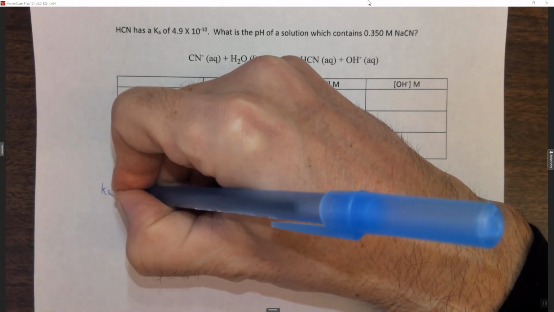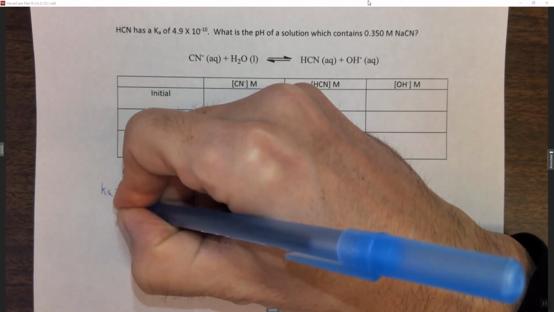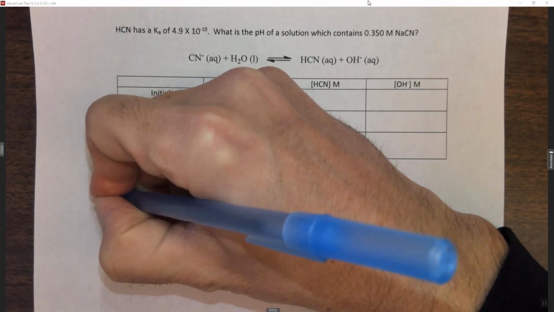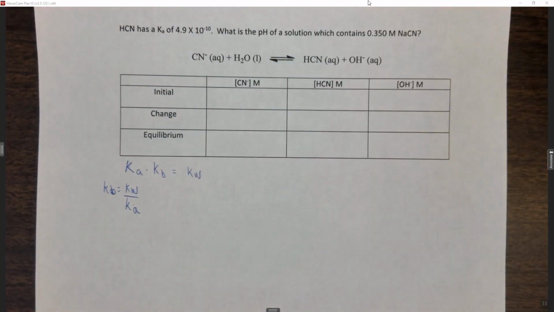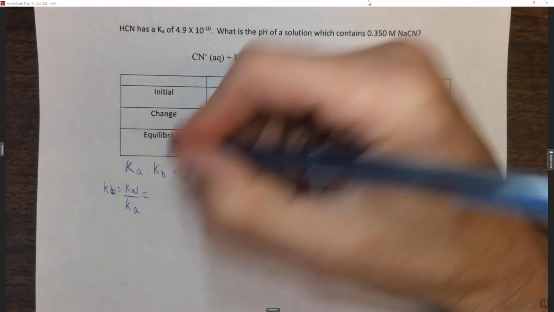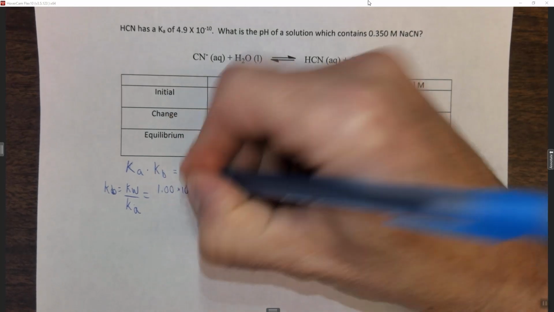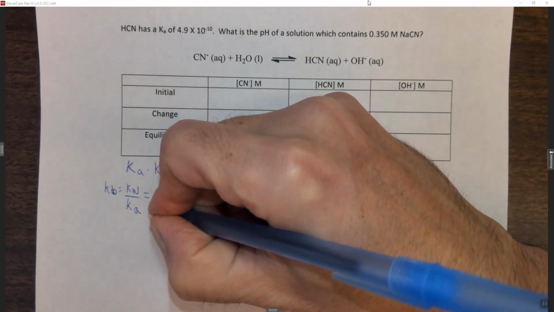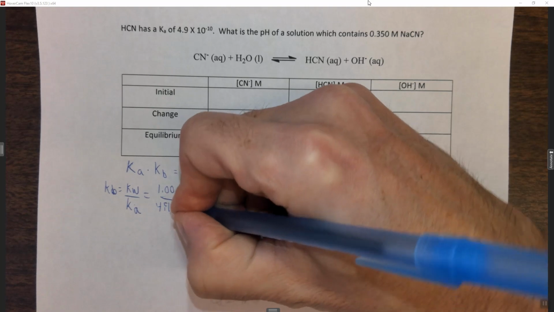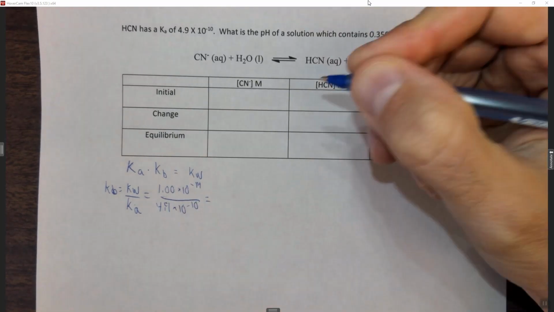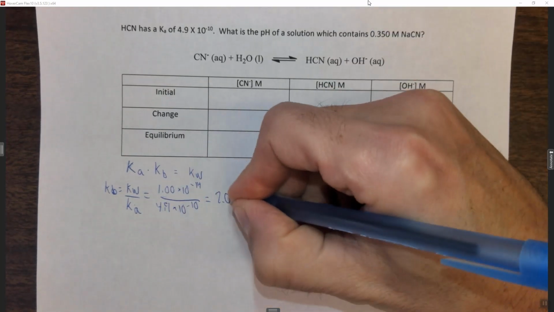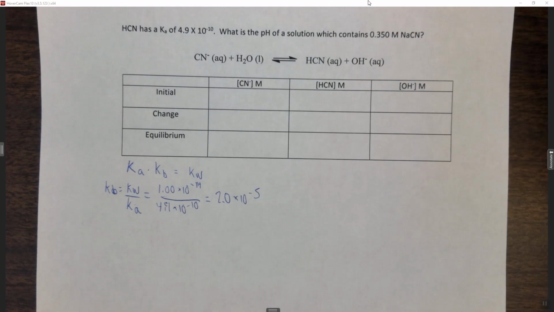equals the Kw divided by the Kb, so the Kb equals Kw divided by the Ka. It would be the other way around too, but we want to solve for the Kb. And then this is 1 times 10 to the minus 14. The Ka is provided, 4.9 times 10 to the minus 10. And when we do that, we get 2 times 10 to the minus 5.